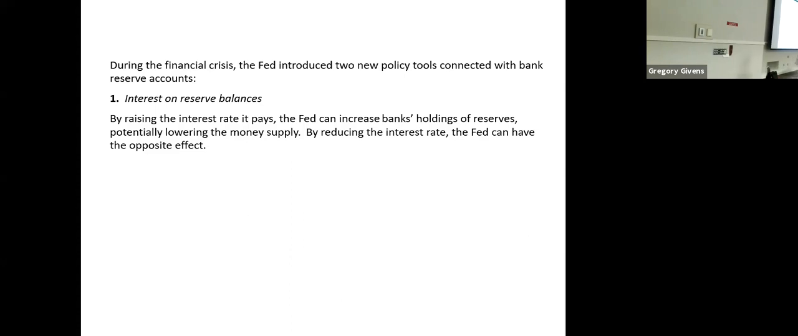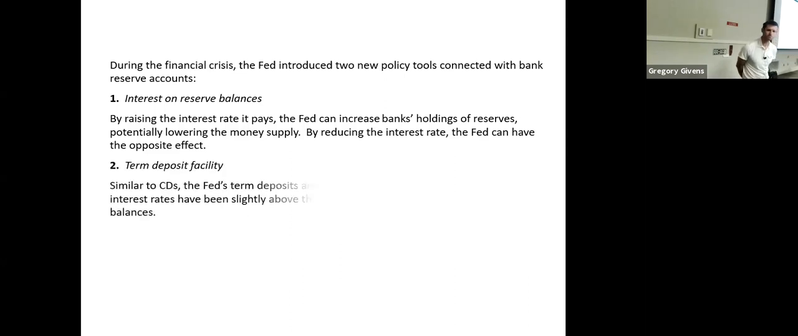So if the Fed wanted to increase bank reserves in the banking system, what they could do is they could raise the interest rate on reserve balances. And that would encourage more banks to hold more of their assets in the form of reserves, right? Lowering the interest rate on reserve balances would discourage banks from holding a large quantity of excess reserves. That would impact then the total money supply through the money multiplier.